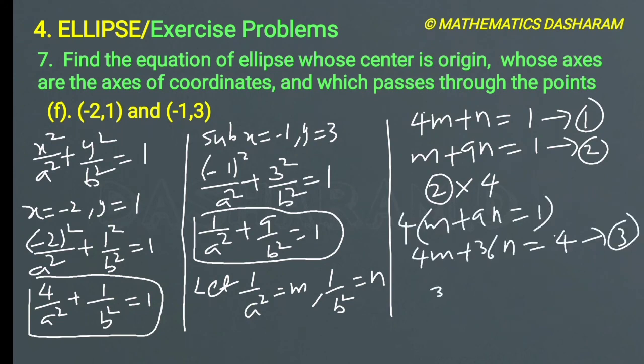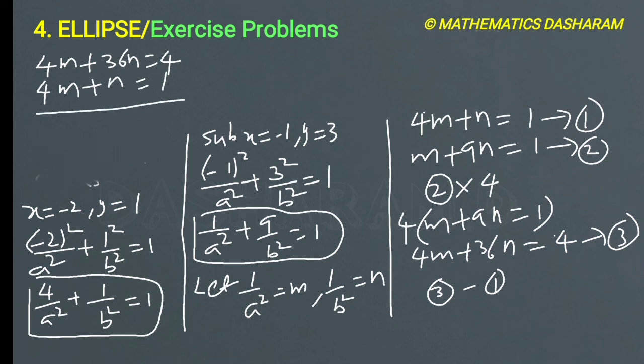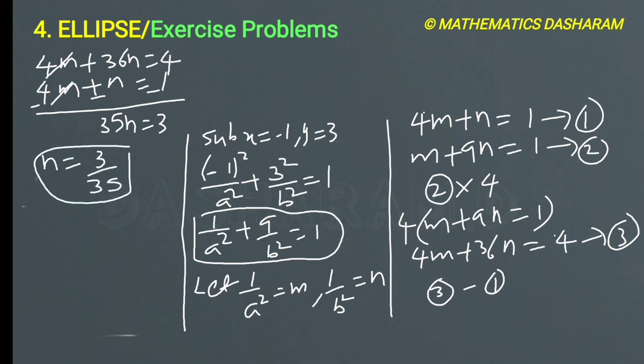Now equation 3 minus equation 1. The equation 3 is 4m plus 36n equals 4. Next, equation 1 is 4m plus n equals 1. So then change the symbols, both are cancelled. 35n equals 3, then n equals 3 divided by 35.